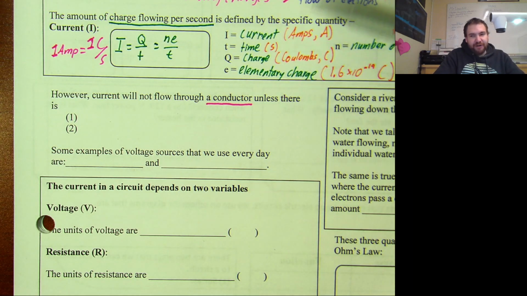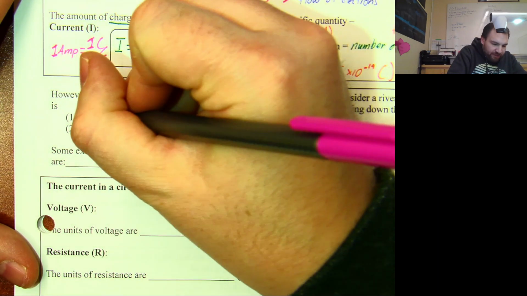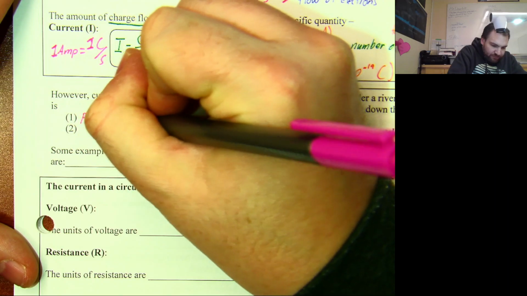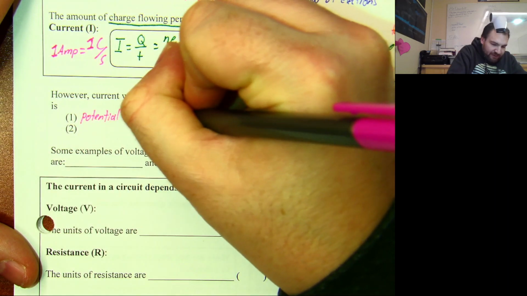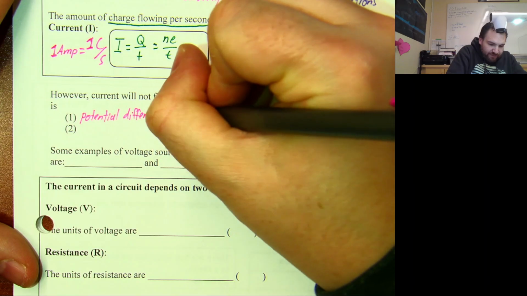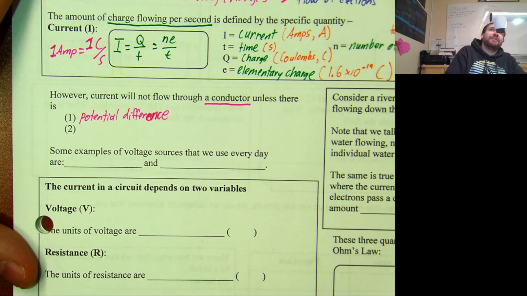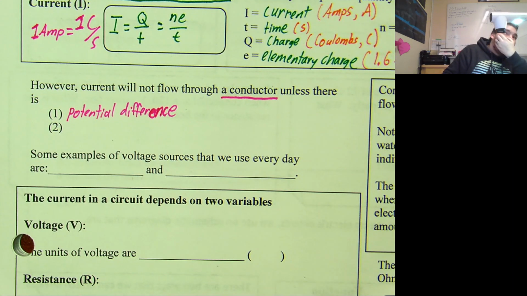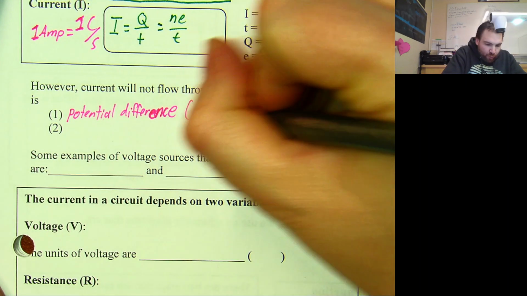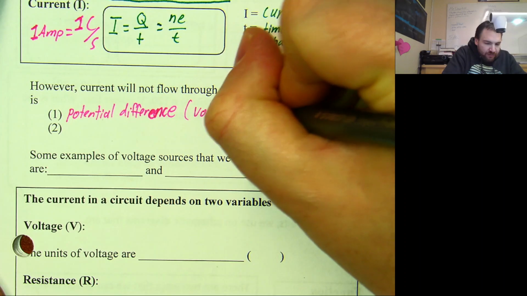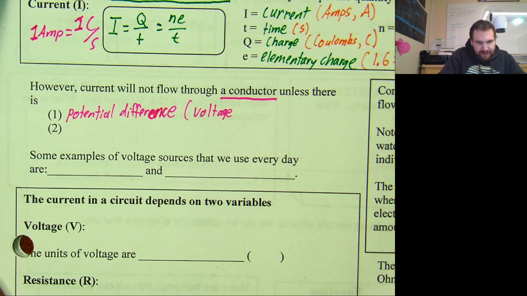So current will not flow through a conductor. If I have a piece of copper wire and I shove it into an electrical socket, current will not flow. Why? Well, what you need is something called a potential difference. This is what we're going to talk about later. Difference. Did I spell difference right? Difference is a weird looking word. If you really obsess about the look of the word, it's terrible. D-I-F-F-E-R-E-N-C-E, potential difference. A potential difference is what we call a voltage. That'll make more sense in a little bit.